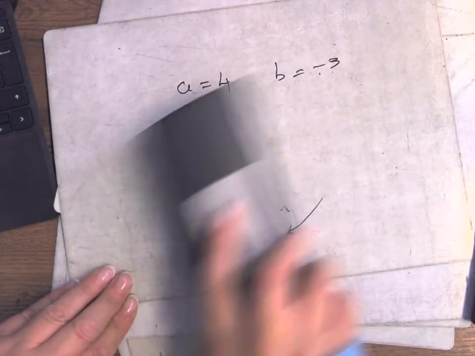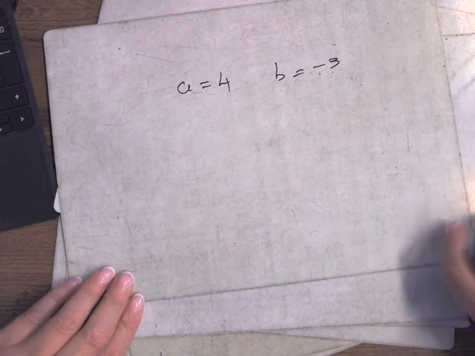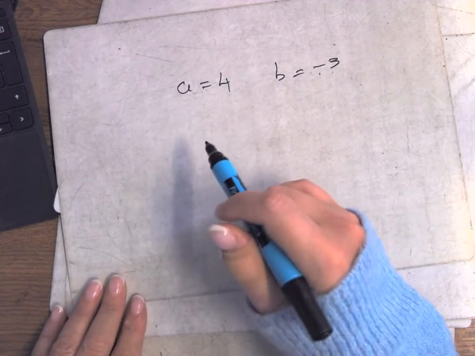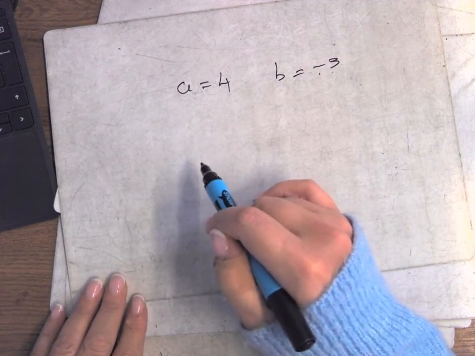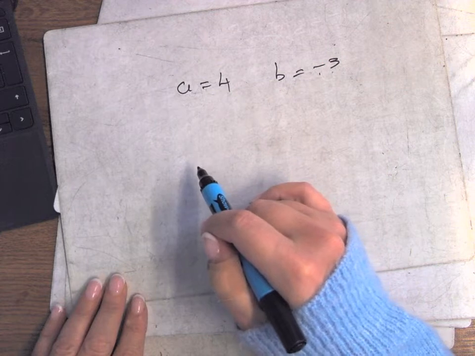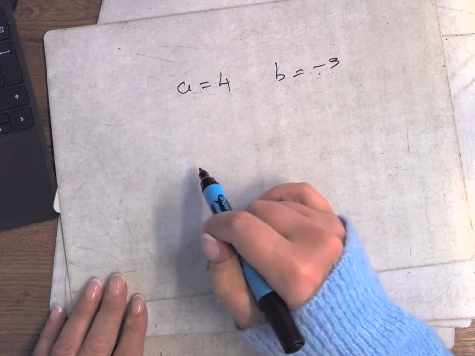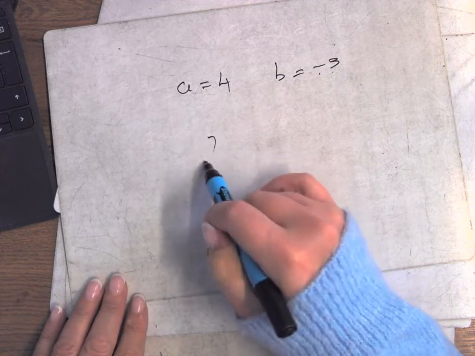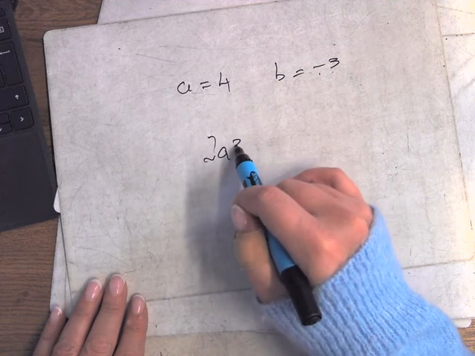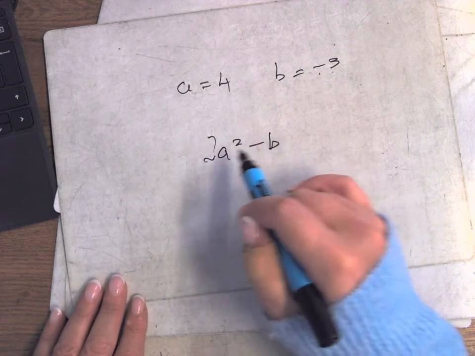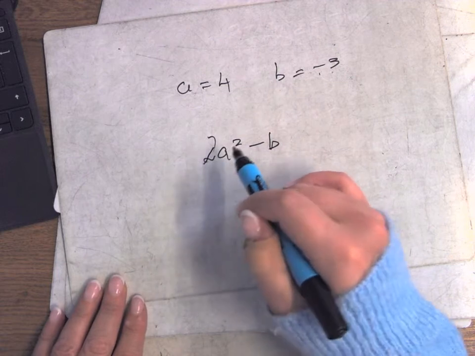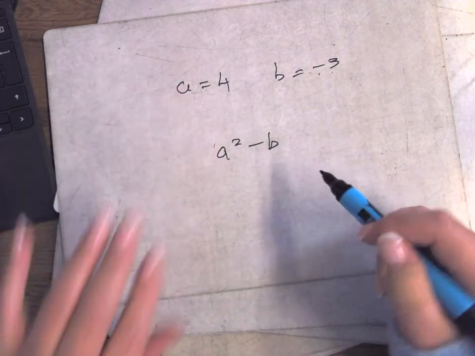Right, same numbers. Okay, so this time do for me 2A squared minus B. My advice is calculator, because this is quite hard.